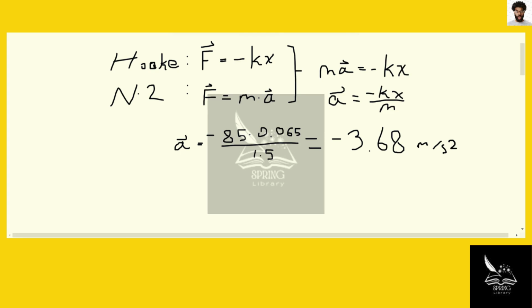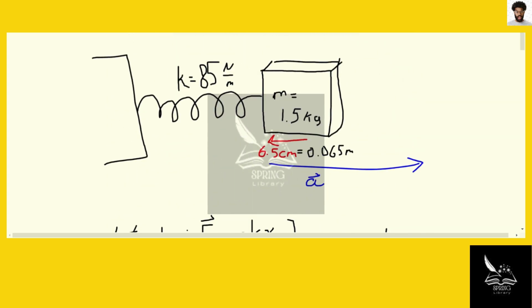And just for clarity, this negative sign is referring to the direction relative to the displacement. So we have our equilibrium right here, and we have our displacement here. So if it's displaced this way, along the red arrow, it's going to have a force countering that. And keeping with this color scheme, the acceleration is going to follow the force. So that's all that means.